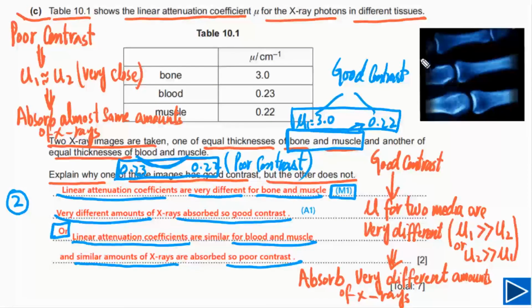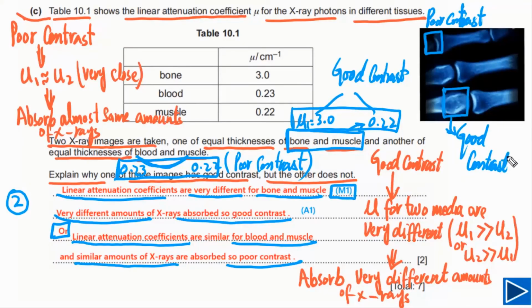Let's look at this image now. If you look at this part, you can see this contrast. This is poor contrast, less difference in degree of blackness. But if you look at this one, this has good contrast. So this one has good contrast, meaning one is absorbing a lot of X-rays.